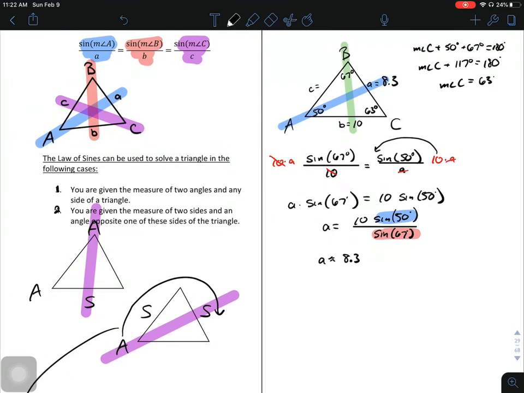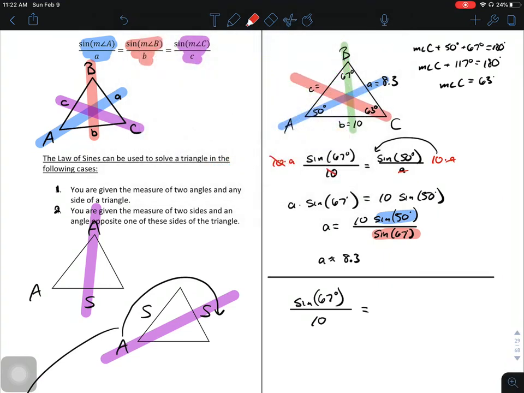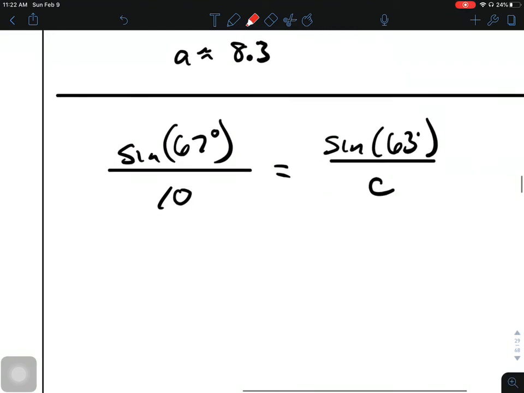Let's make another equation to figure out what side c is. Sine of 67 degrees over its opposite side of 10 should be equal to, that's the original ratio that I used, sine of 63 degrees over its opposite side of c. Notice how similar this equation is to this equation. Extremely similar. Law of sines.